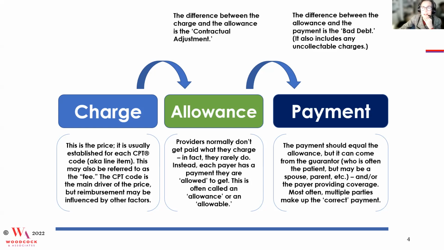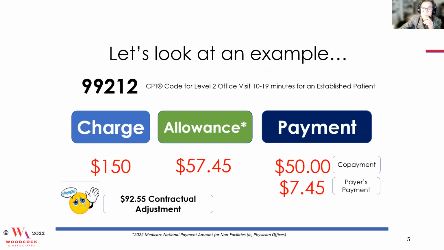So I wanted to point out that high level overview about our pricing structures. Again, we can go really deep into the weeds, but this is a good overview. So let's take a look at an example. I'm going to look at 99212, which is a CPT code for a level 2 office visit that lasts 10 to 19 minutes for an established patient.